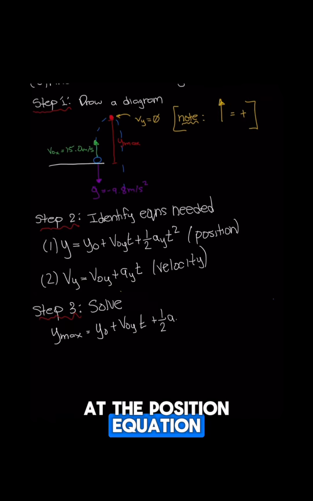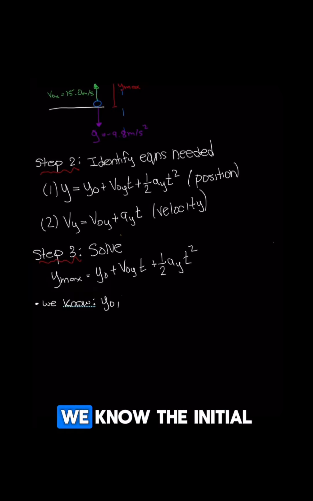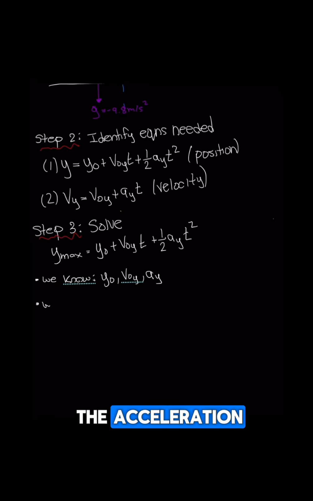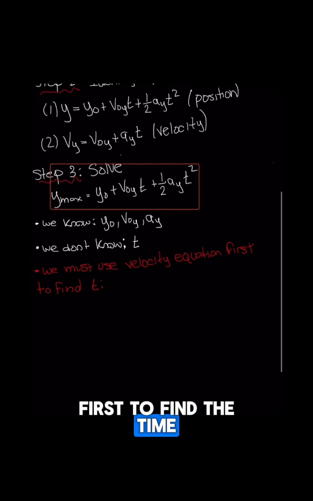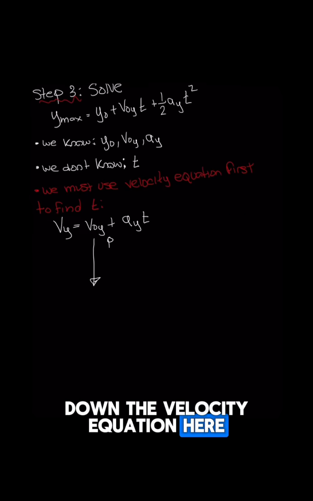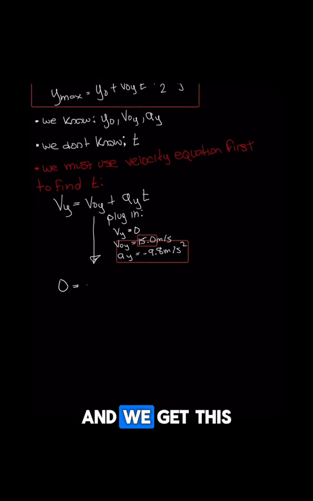So if we look at the position equation, we know the initial height, y0, we know the initial velocity, and we know the acceleration. We don't know time. So we're going to need to use the velocity equation first to find the time. So we can write down the velocity equation here, and then we can plug in the values we already know. And we get this expression here.